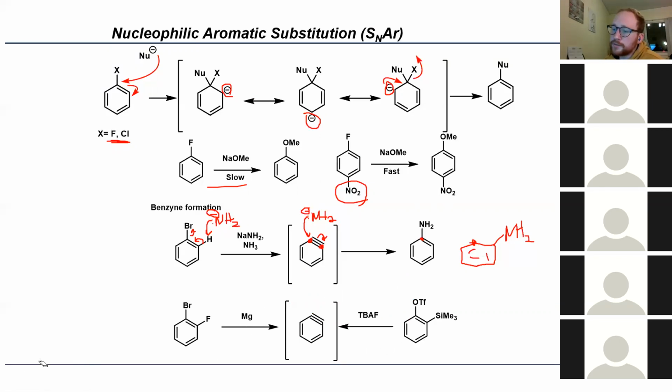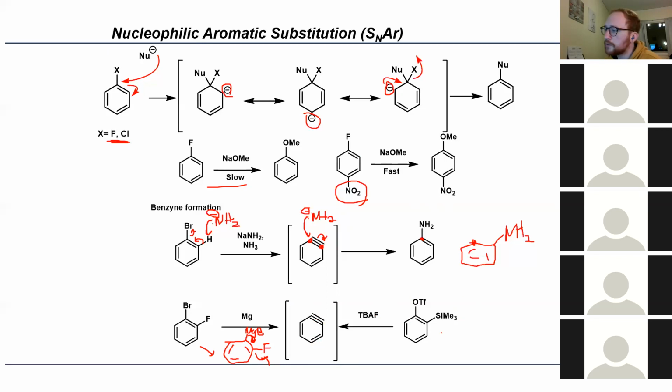One is the formation of a Grignard reagent and ejection of a leaving group. So if we have a disubstituted arene like this with a bromide and a fluoride, or maybe an iodide and a fluoride, we can use a magnesium reagent to make the Grignard. And so this makes the corresponding Grignard reagent, which can collapse and eject the fluoride to give us benzyne. And so that's one way to do this.